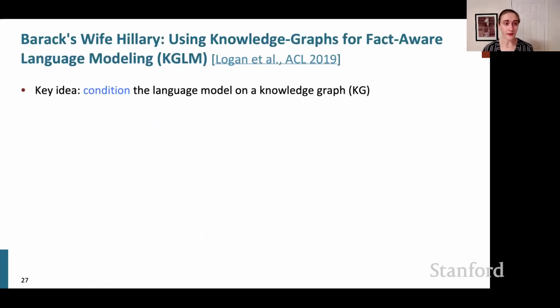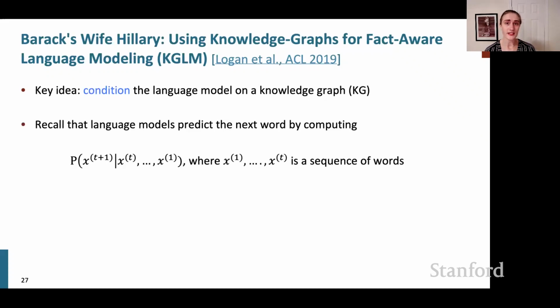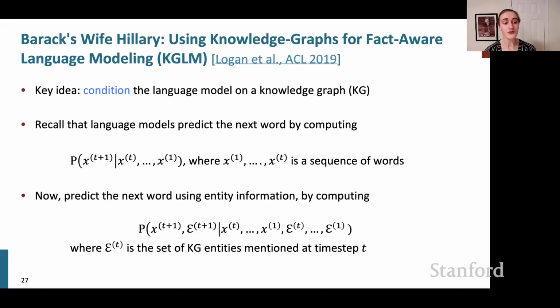So the first work we're going to talk about is called kglm. And unlike the other approaches we've talked about so far, this actually uses LSTMs and not transformers. So the key idea here is to condition the language model on a knowledge graph. So recall with the standard language model, we want to predict the next word given the previous words in the sequence. Well, now we also want to predict the next entity given the previous words in the sequence and given the previous entities in the sentence, or the entities that are relevant to the sentence, I should say.